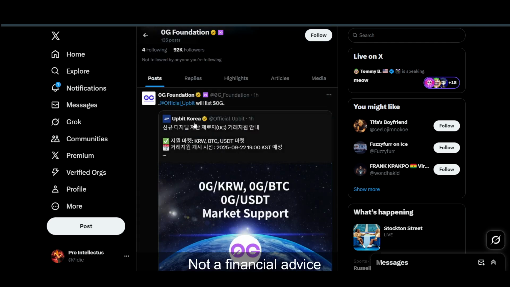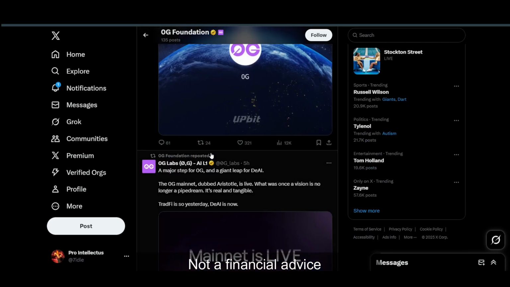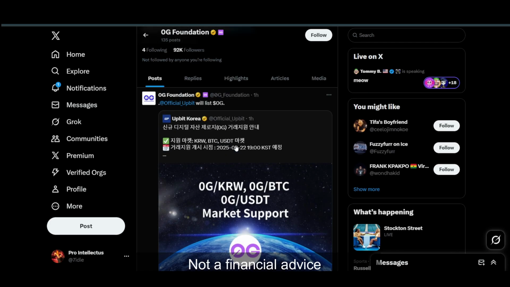So the token will be listed on these various exchanges, and I think it will most likely find its way towards Binance, Coinbase, or I think Bybit is a possibility. Again, I'm not sure, but I think it is highly possible that it will get listed there as well.